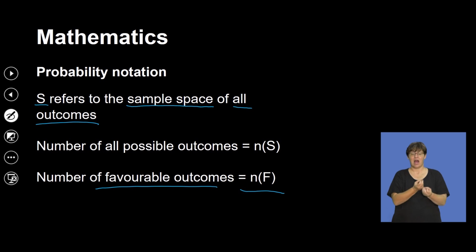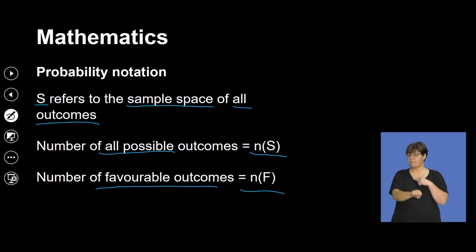We recognize that the total number of favorable outcomes is represented by this notation. Favorable is the number n in brackets f, where the number of all the possible outcomes is given as the number, and then in brackets we have s. That s relates to the sample space. The f relates to the number of favorable outcomes.